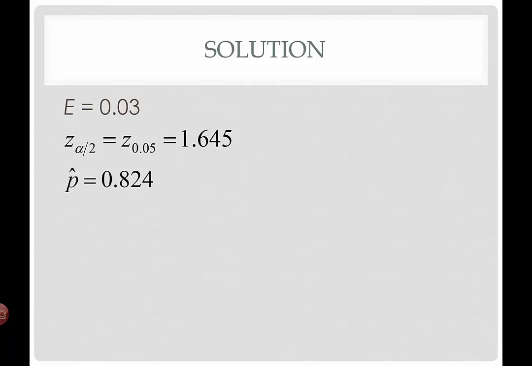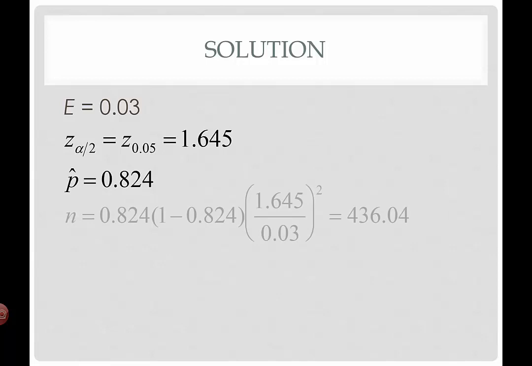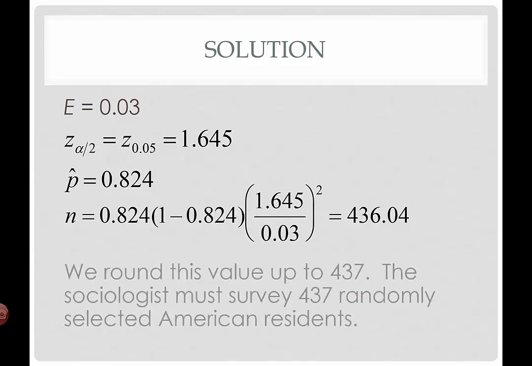We know our p hat is 0.824. They gave us a percentage of 82.4, so we need to move the decimal point 2 places. Then we just plug all of those numbers into the formula, and we get 436.04, and again, we need to round that up. So the sociologist must survey at least 437 randomly selected American residents in order to be within the parameters she set for herself.